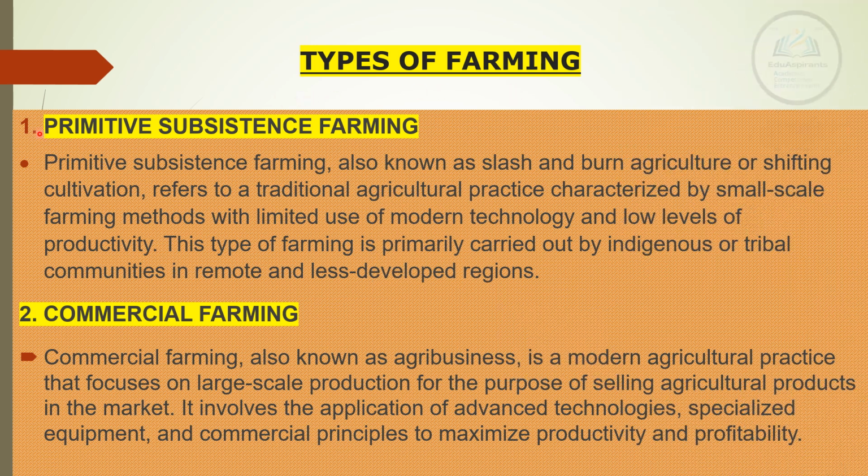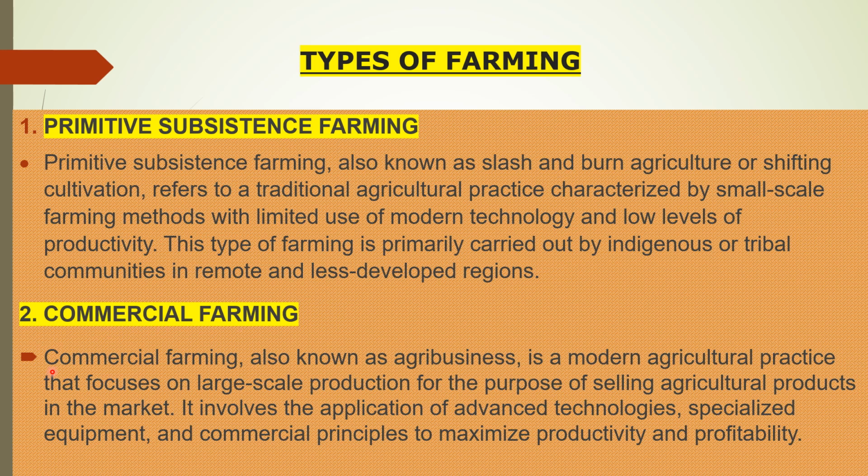Types of farming. Number 1. Primitive subsistence farming. Primitive subsistence farming, also known as slash and burn agriculture or shifting cultivation, refers to a traditional agricultural practice characterized by small-scale farming methods with limited use of modern technology and low levels of productivity. This type of farming is primarily carried out by indigenous or tribal communities in remote and less developed regions.